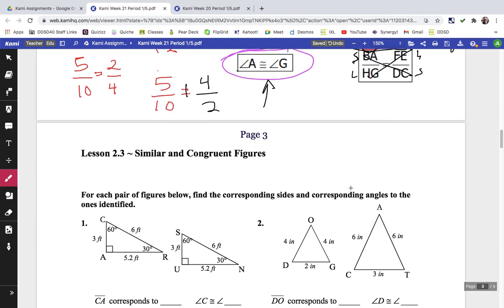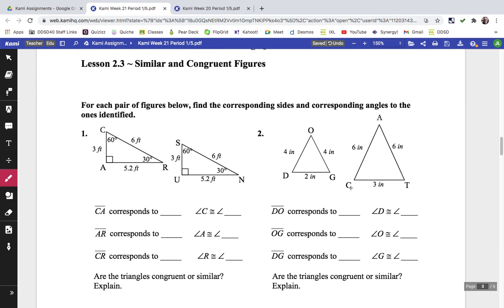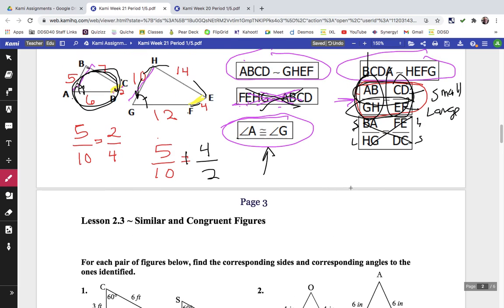Next week, there'll be an answer key for the rest of CAMI week 21. And that is a recap. That is today's recap for Thursday, March 4th.